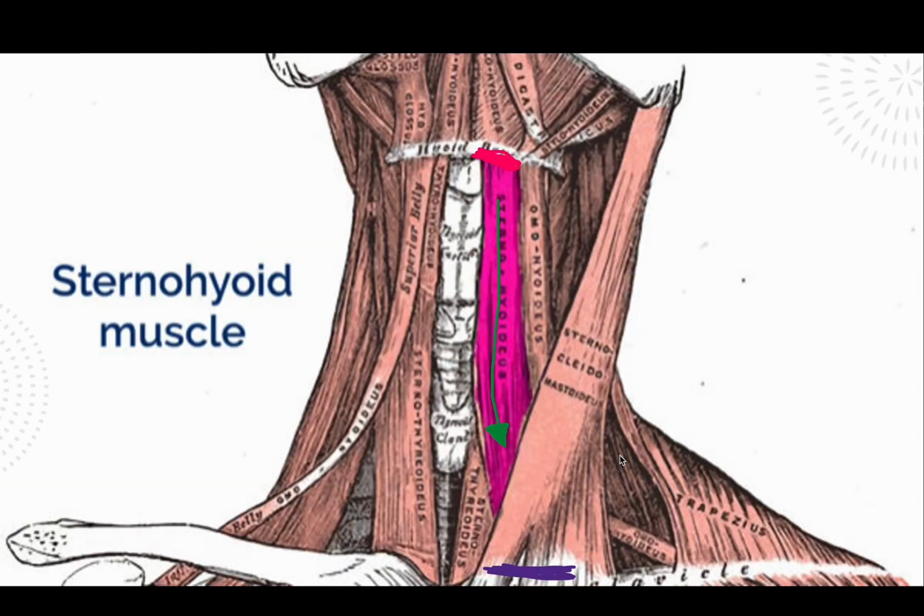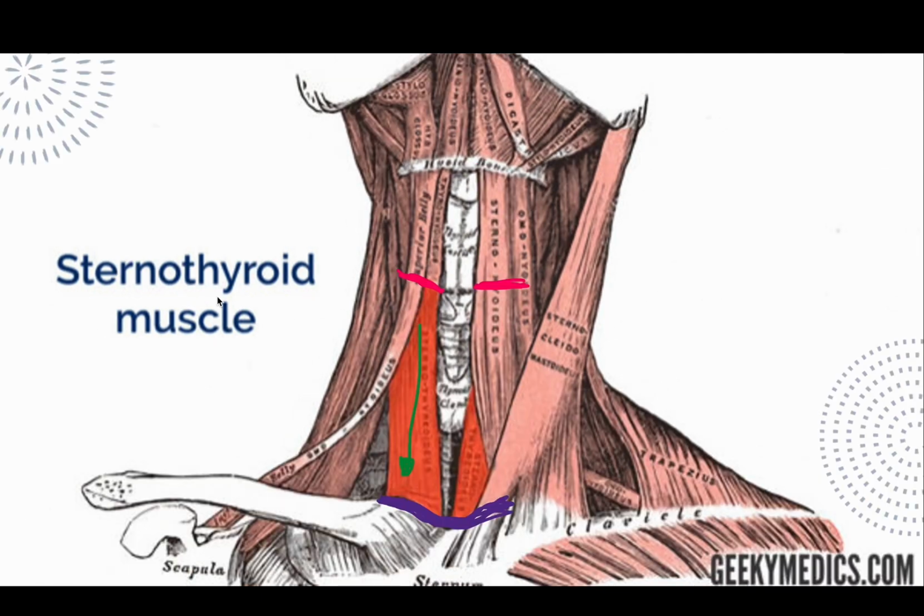The next muscle is the sternohyoid muscle, and it originates at the sternum and then inserts at the hyoid bone. And the line of pull there is also the green arrow. A lot of these muscles have super specific nerves, and that's why I haven't gotten super into it. But the next muscle is the sternothyroid muscle.